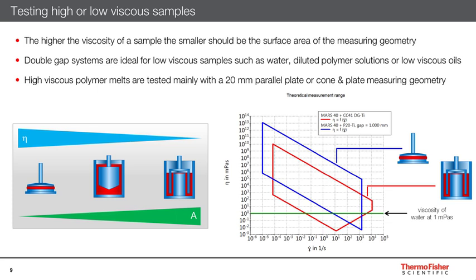The plot on the right shows again the theoretical measuring range of a large double gap and a small 20 mm parallel plate geometry. The green line represents the viscosity of water at 1 millipascal second. It can be seen that a sample with such a low viscosity can be tested over a much wider range with the double gap geometry.